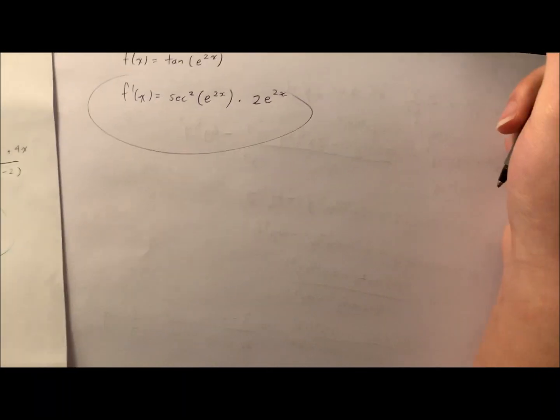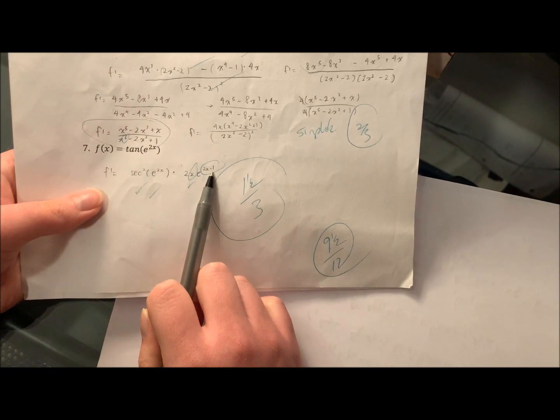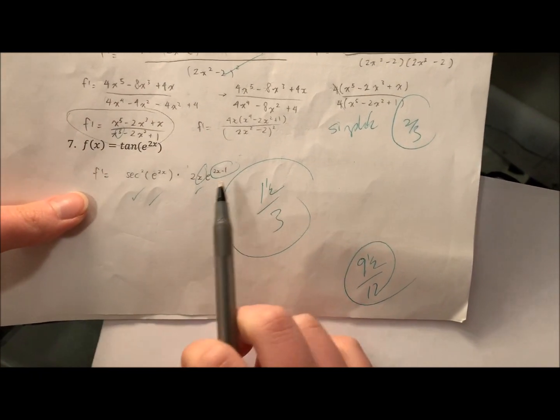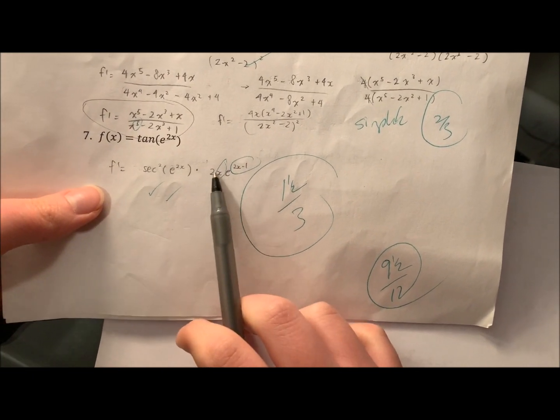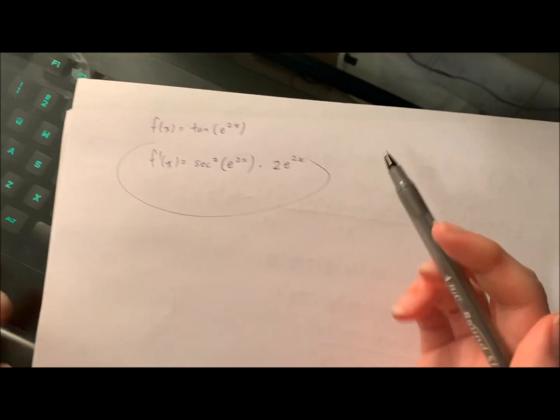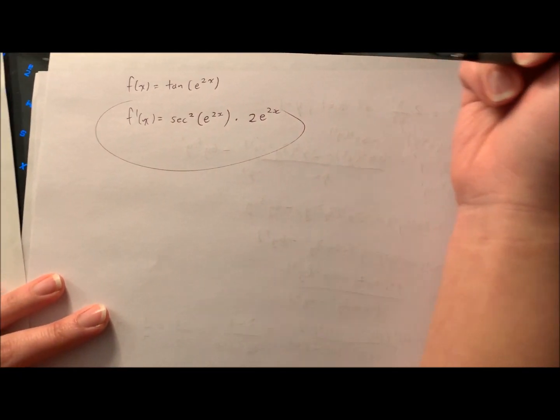But what I did in my test is I just left it as 2x minus 1 by using like power rule for derivatives, right? And I accidentally put x in there instead. So that did not make sense. But this is the correct answer for question number 7.